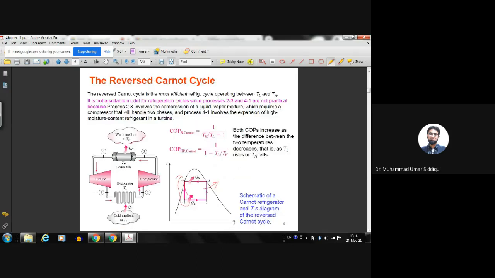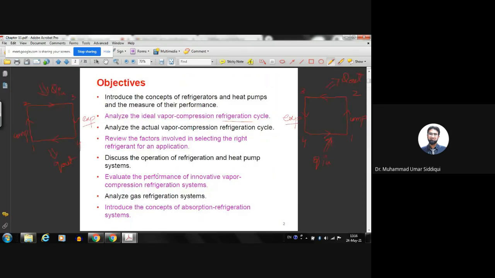Now here, the important thing is that the place where we generate the cooling effect is here, 4-1. This is the place where we generate the cooling effect, okay? Because here, when the refrigerant boils inside the evaporator, it takes heat from outside. And when the heat is taken from the outside, the outside becomes cold. This is where the cooling is done, okay? So this is the place where the cooling is done.